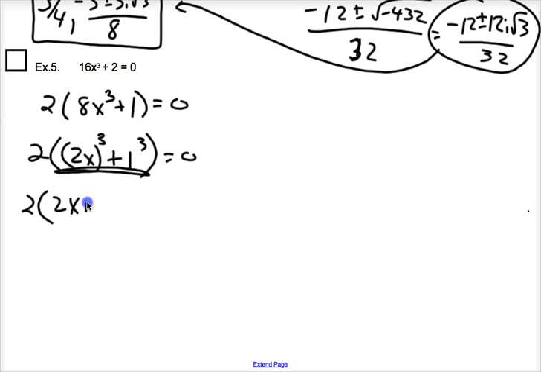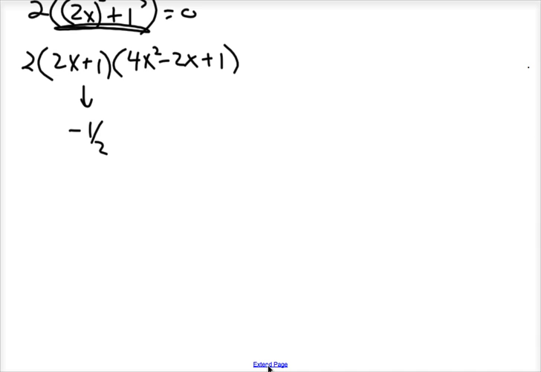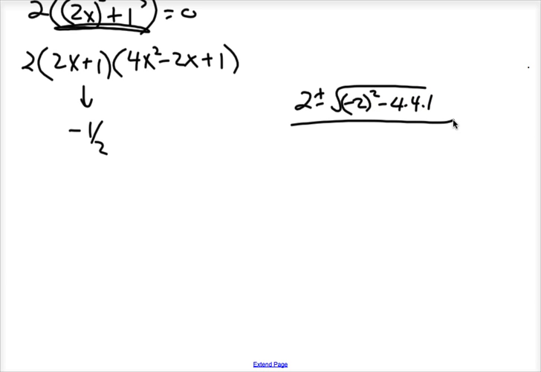It would be 2x plus 1. Just write what's there without the cubes. First one squared, 4x squared. Opposite of the product, negative 2x, plus last one squared. Answer for this would be negative 1/2, negative 1 divided by 2. And then over here, you got to go through the quadratic formula. You got 2 plus or minus square root of negative 2 squared minus 4 times 1, all over 2 times 4. 2 plus or minus the discriminant would be negative 12 again, all over 8.